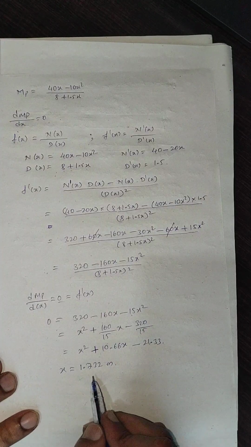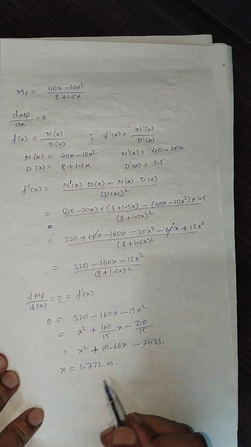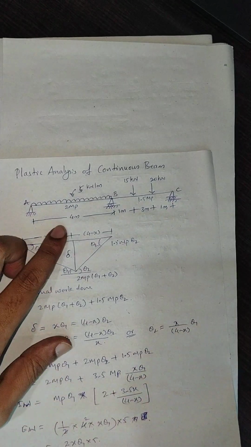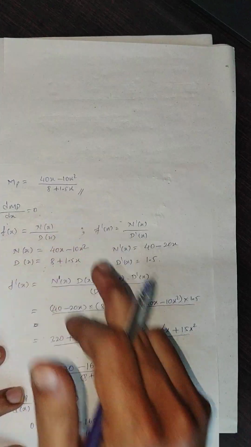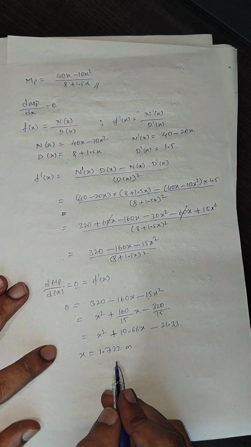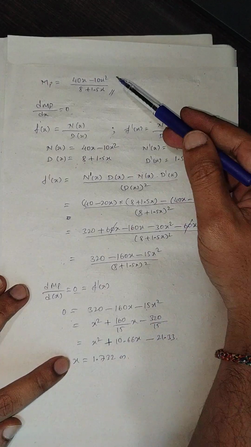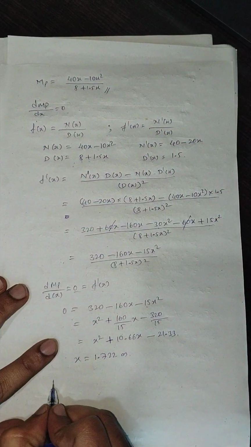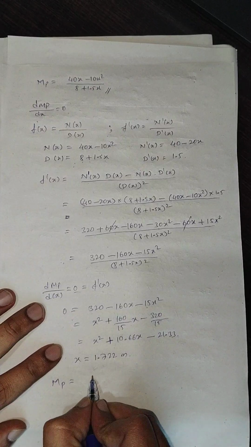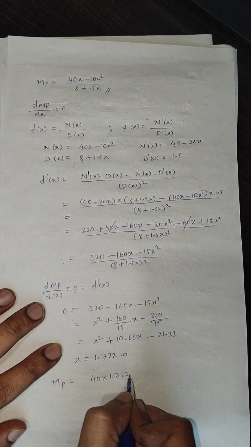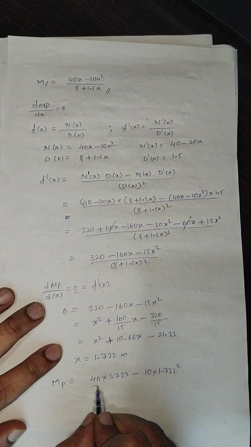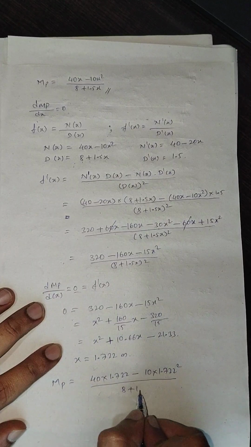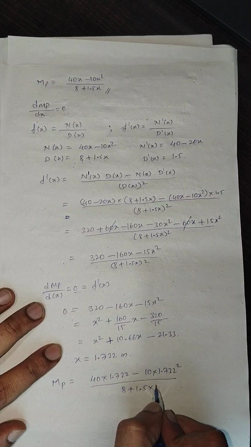which is the positive value, and the other negative value is not considered because we have got the span is only 4 meter. So now this is the MP. In this MP I got the value of x as 1.722. I should substitute this x here in this equation to get MP. So MP for the span AB is 40 times 1.722 minus 10 times 1.722 square divided by 8 plus 1.5 times 1.722.